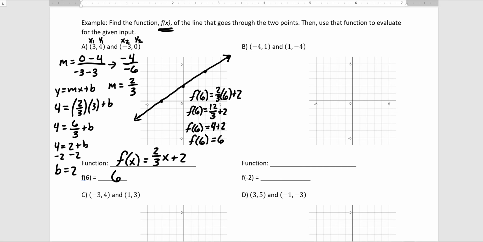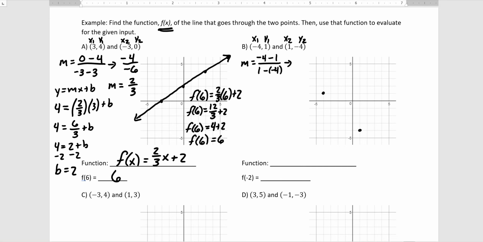Letter B. Looking at negative 4, 1, and 1, negative 4. There we go. All right. So let's start by finding my slope. So x1, y1, x2, y2. So m will equal y2, negative 4, minus y1, 1, over x2, 1, minus x1, negative 4.